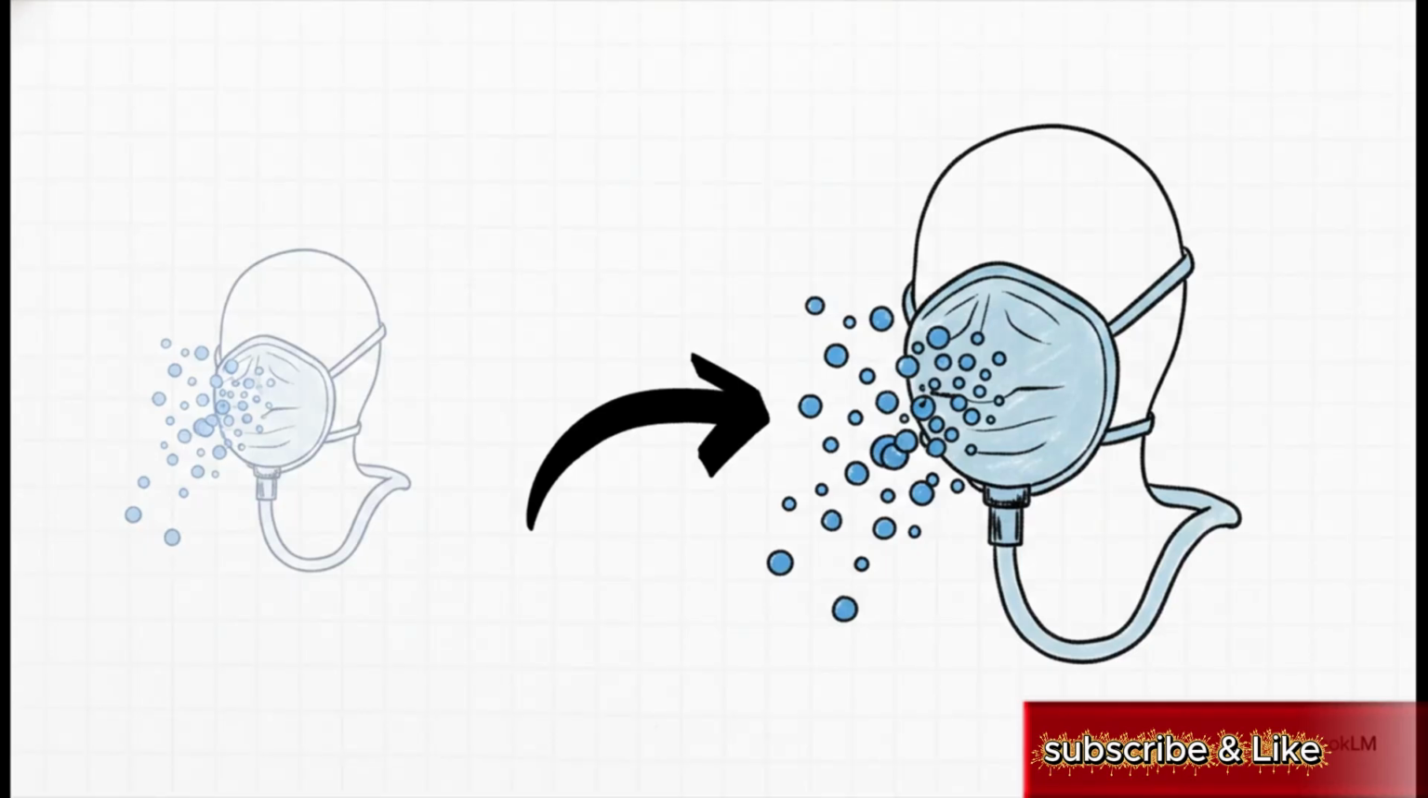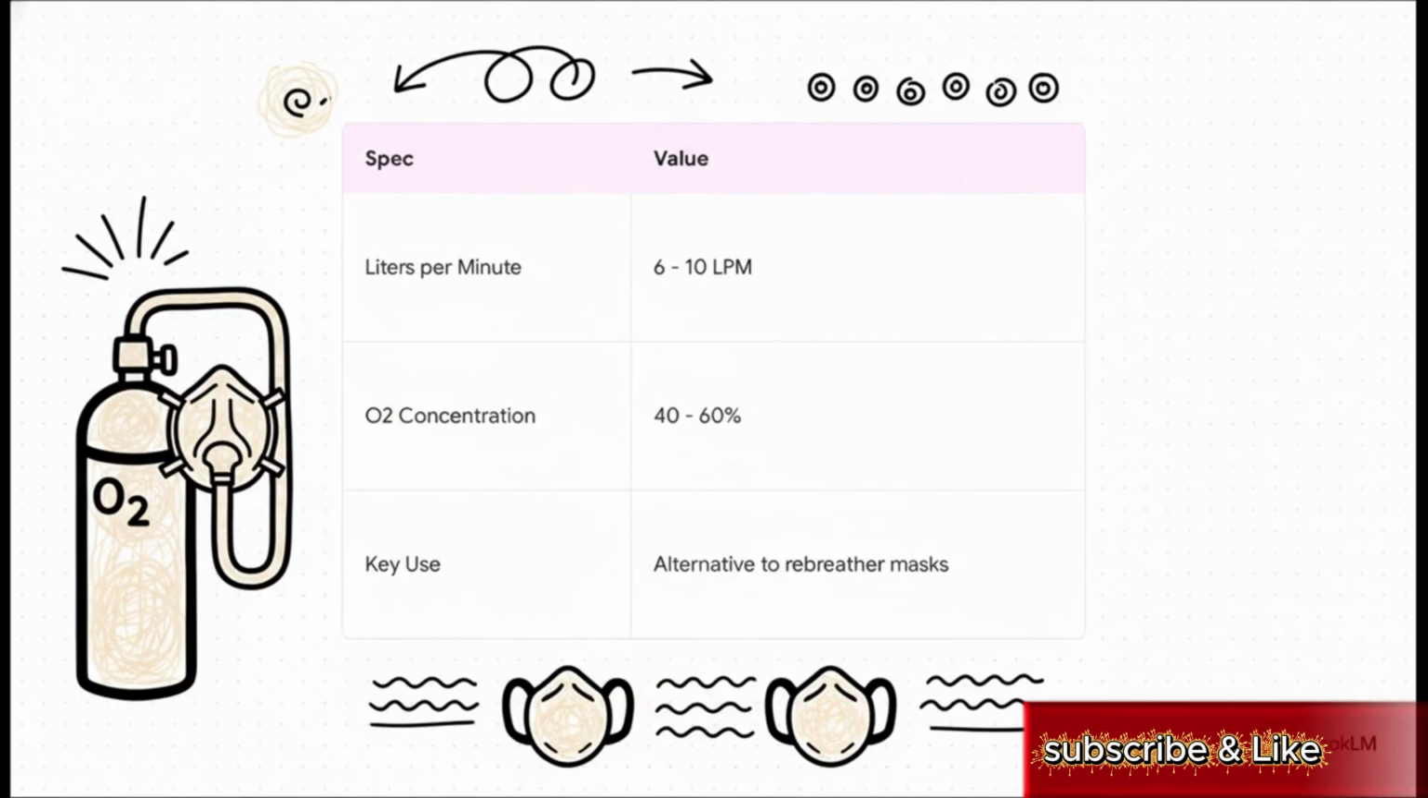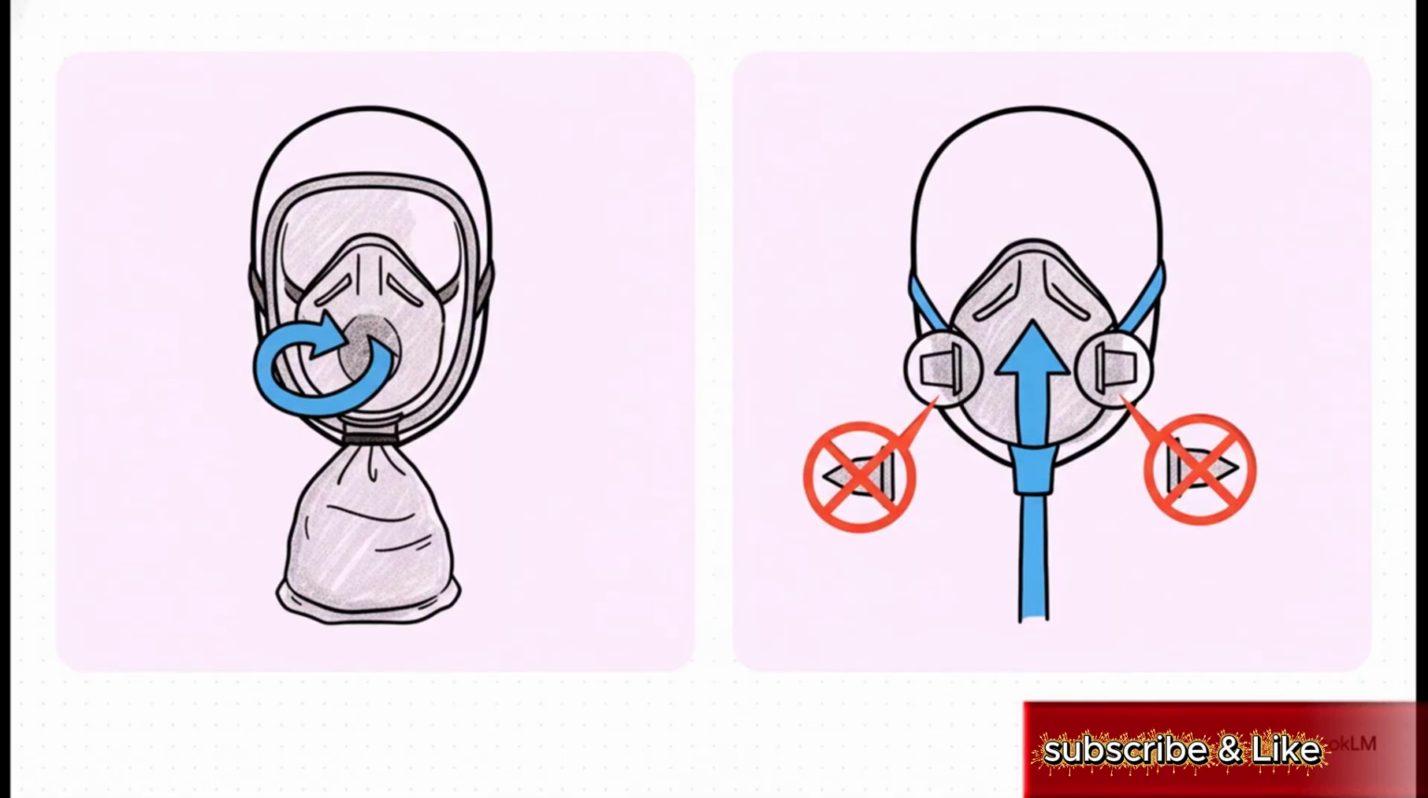But what happens when that nasal cannula just isn't cutting it anymore? Well, we need to bring in some bigger guns. Okay, not the biggest guns, but definitely the next step up, the simple face mask. As you can see, the simple face mask covers both the nose and the mouth, which lets us crank up the oxygen a little bit more. Now we're talking 6 to 10 liters per minute, which gives us an oxygen concentration around 40 to 60%. It's a really solid choice for when your patient just needs a bit more of a boost than a nasal cannula can provide.